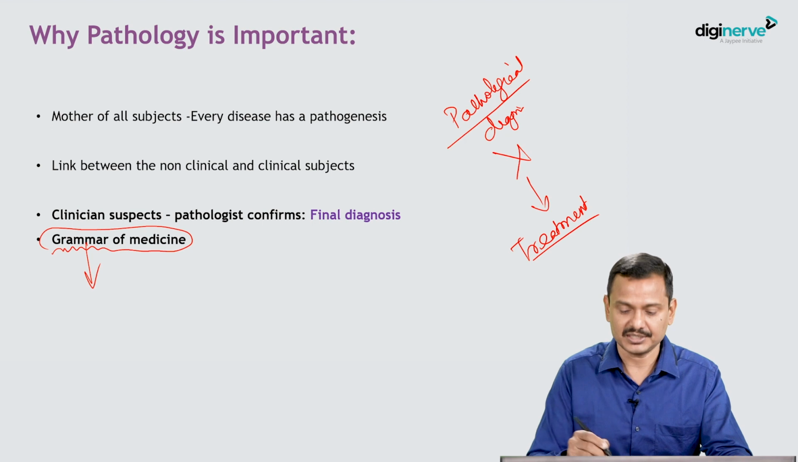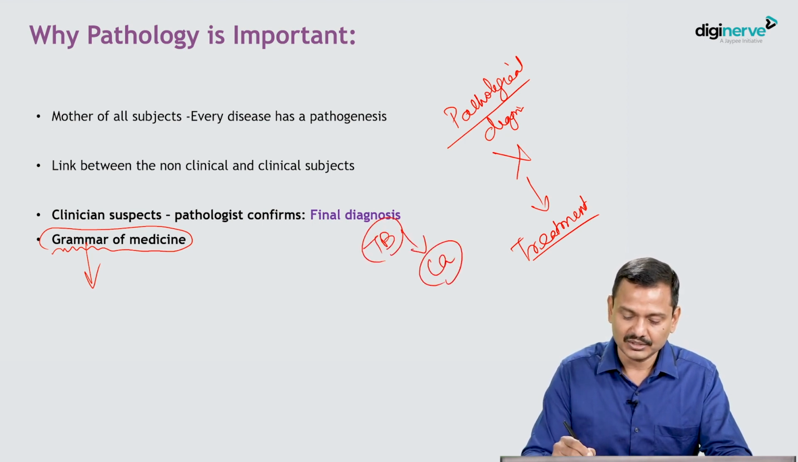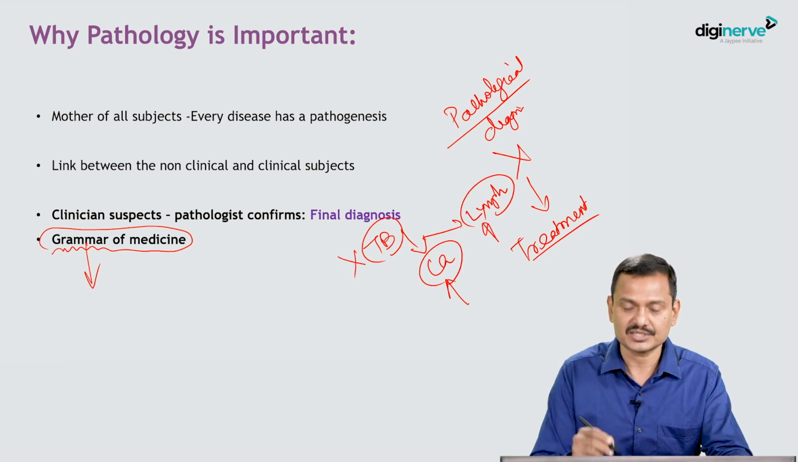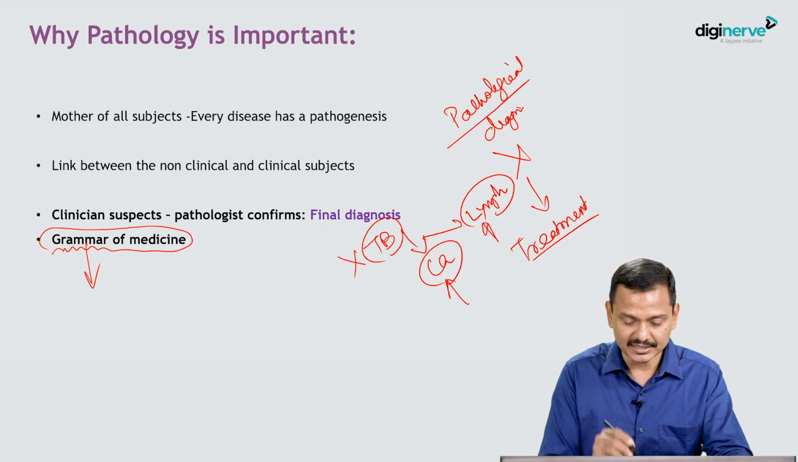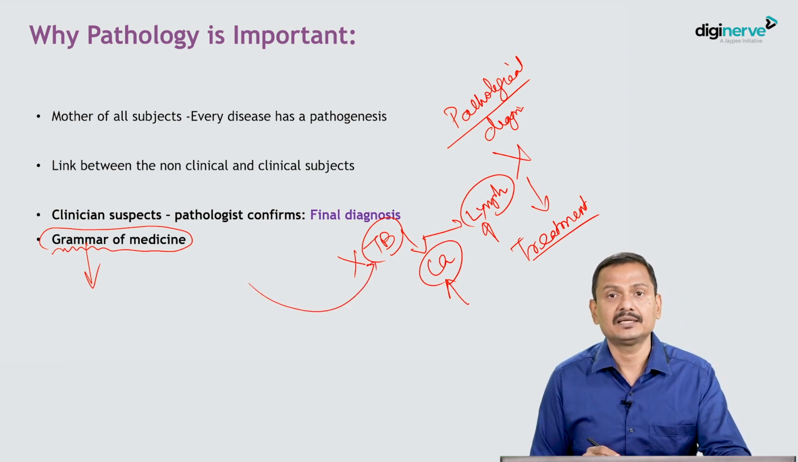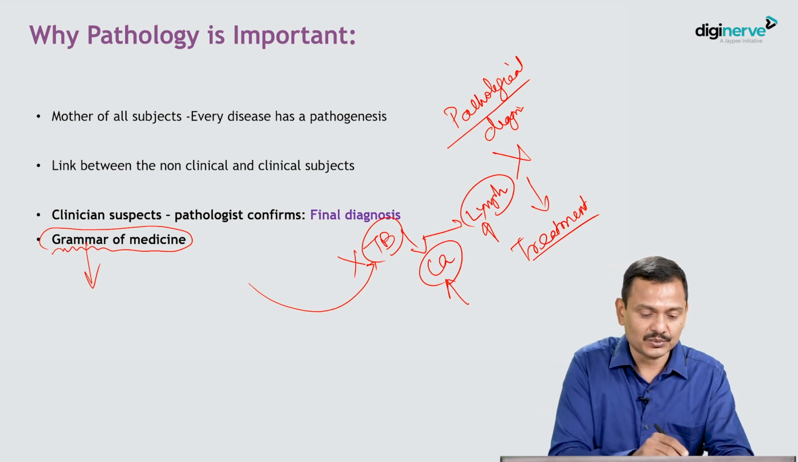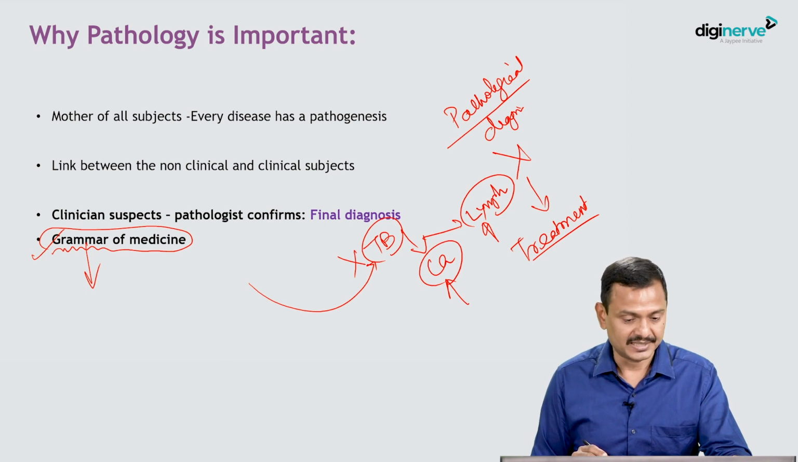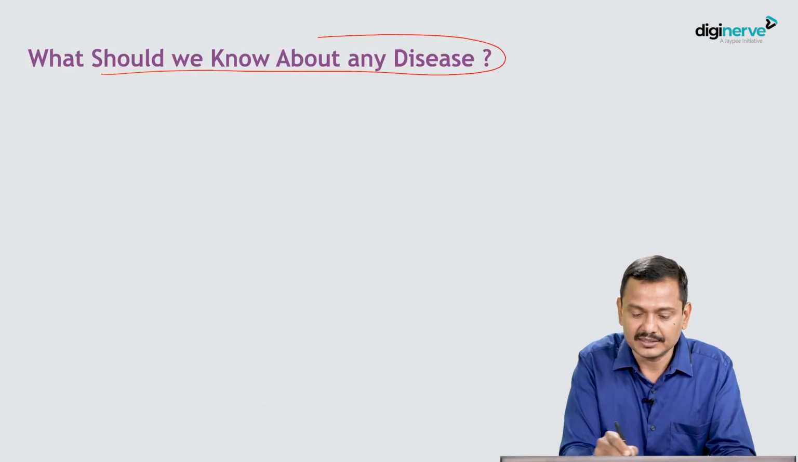So if a patient has tuberculosis and is wrongly reported as carcinoma or lymphoma, then the therapy will be according to lymphoma or carcinoma, and tuberculosis therapy will not happen. But exactly the patient should have been given tubercular treatment, or anti-tubercular treatment. And that is why I believe in saying that pathology is the grammar of medicine. So that is how important pathology is and what we need to know about any disease.